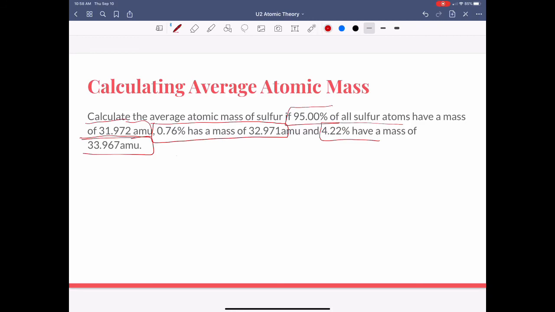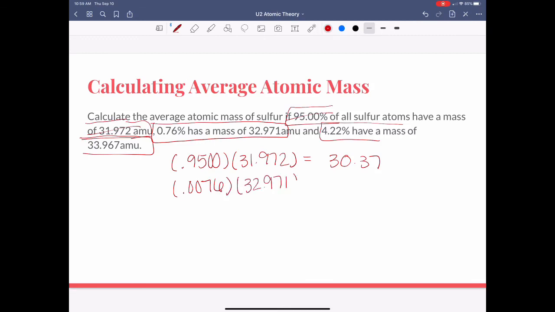All right, so 95% or 0.9500 is present at 31.972 AMUs. When we multiply those together, we get 30.37. So I took care of that one. The next one is 0.76% have a mass of 32.971. So move that decimal forward twice and we get 0.0076 times 32.971. All right, you multiply those together, keeping our sig figs. I only have 2 in 0.0076, so I get 0.25.